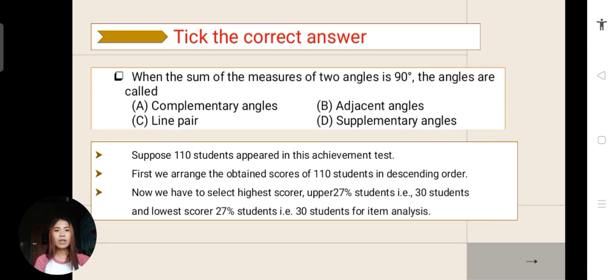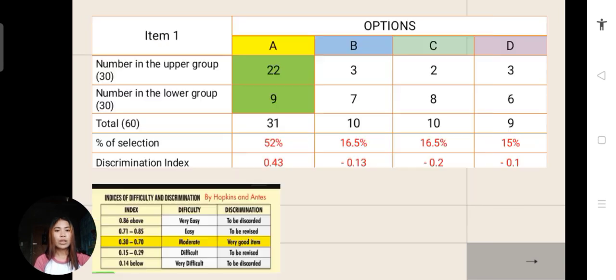So, for example, take the correct answer in this question. When the sum of the measures of 2 angles is 90 degrees, the angles are called: A. Complementary angles, B. Adjacent angles, C. Line pair, and D. Supplementary angles. So suppose 110 students appeared in this achievement test. First, we arrange the obtained scores of the 110 students in descending order. And now, we select the highest scorers, the upper 27% of students, and the lowest scorers, the lower 27% of students, which is 30 students each for item analysis, based on 27% of the 110 students.